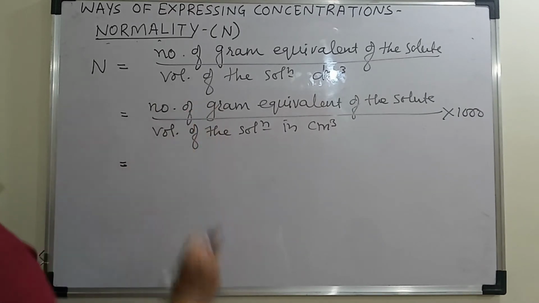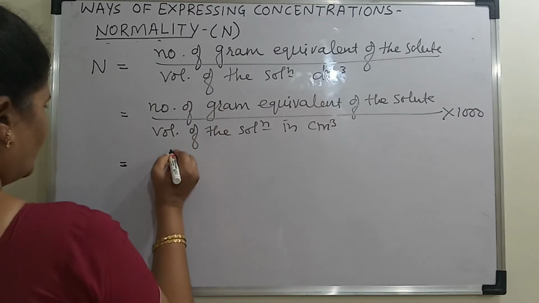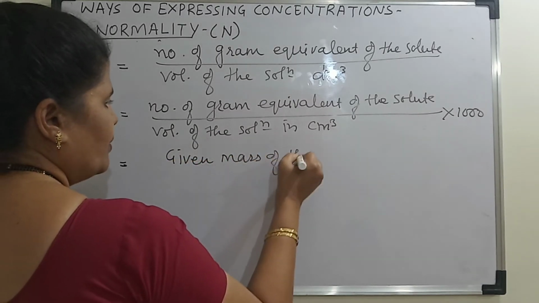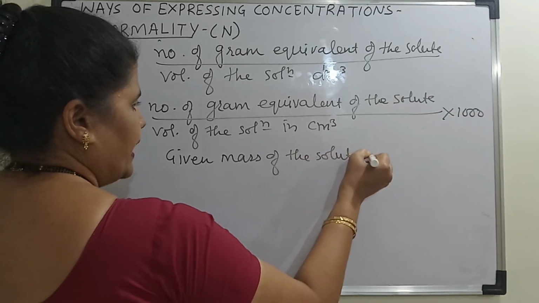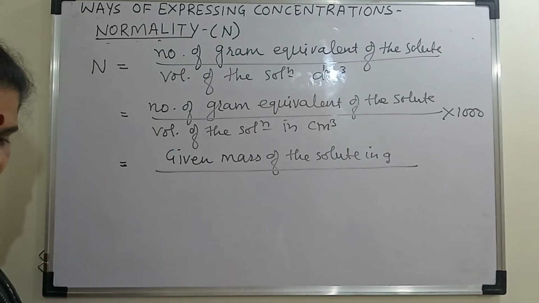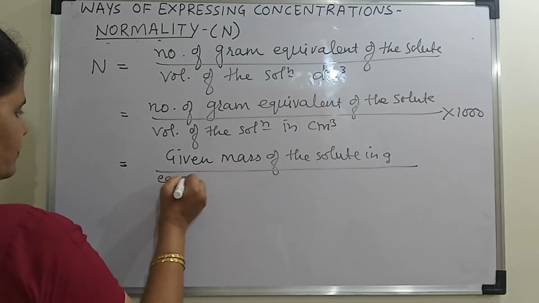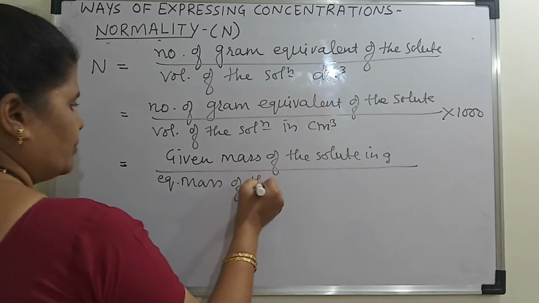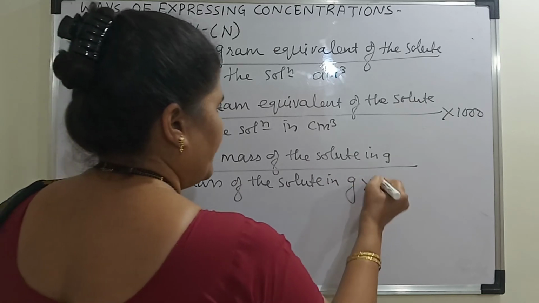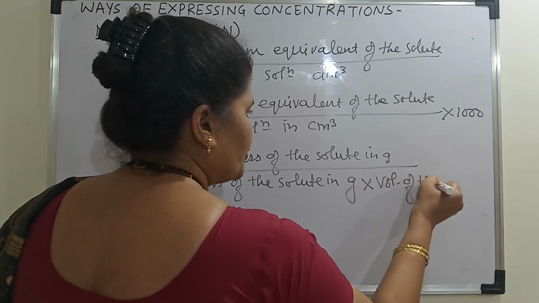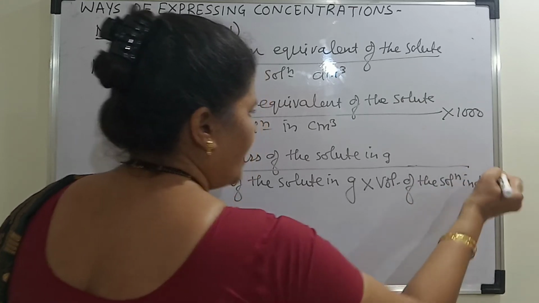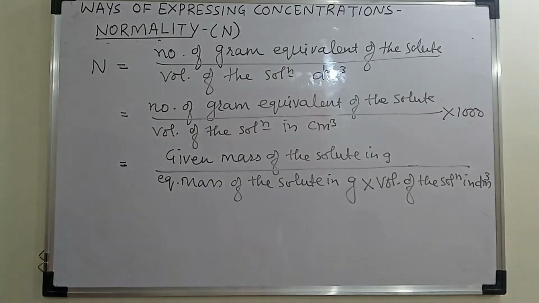Can I put this same equation in one more form? Here I will replace this number of gram equivalent by the formula. So it will be given mass of the solute in gram upon, now students, it won't be molar mass, it will be equivalent mass of the solute in gram multiplied by volume of the solution in dm cube. So this is how you calculate the normality of the solution.